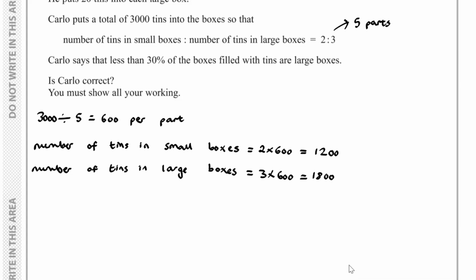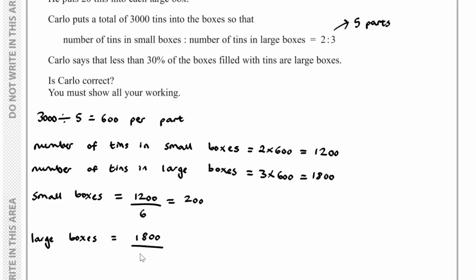So therefore the number of boxes we require for small boxes, we have 1200 divided by 6, which is equal to 200, and large boxes, we've got 1800 divided by 20, which is 90. So therefore the total number of boxes is equal to 200 plus 90, which is 290.